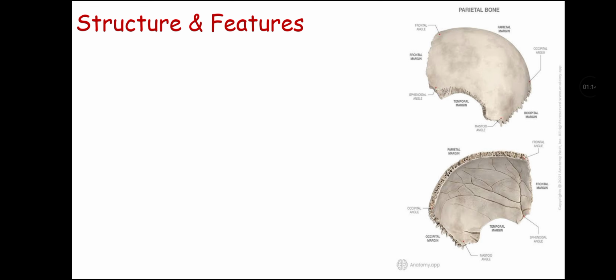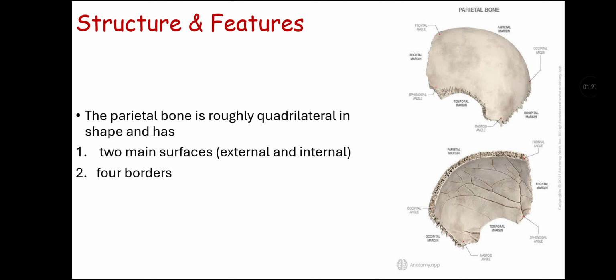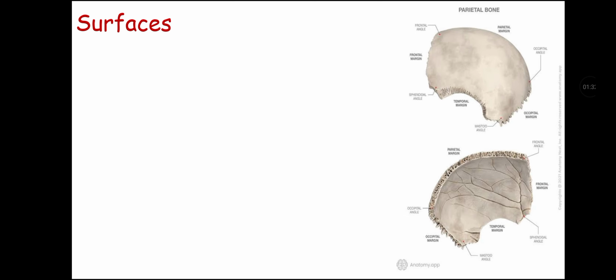Now let's talk about the structures and features of the parietal bone. The parietal bone is roughly quadrilateral in shape and has two main surfaces, the external surface and the internal surface, as you can see here in the diagram. Four borders, you can also see them in the diagram, and four angles. First we will talk about the surfaces of the parietal bone.